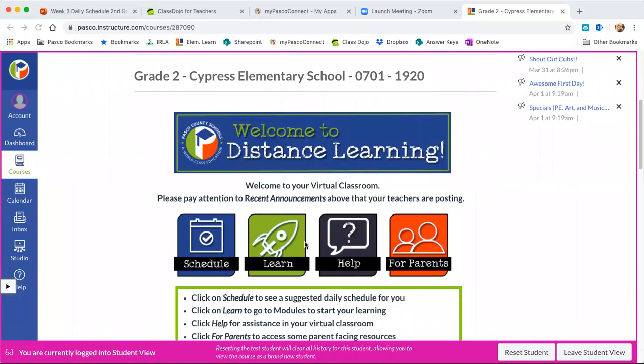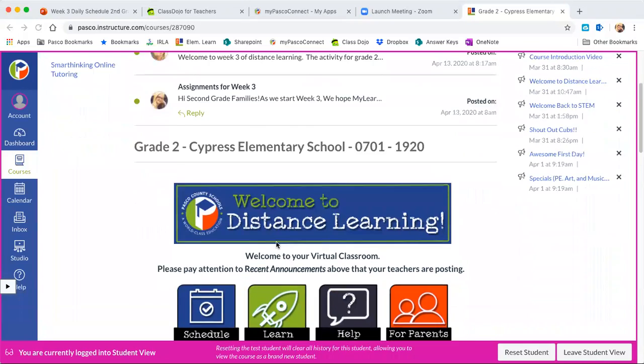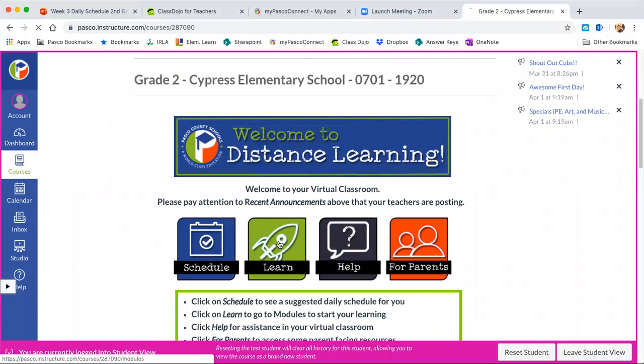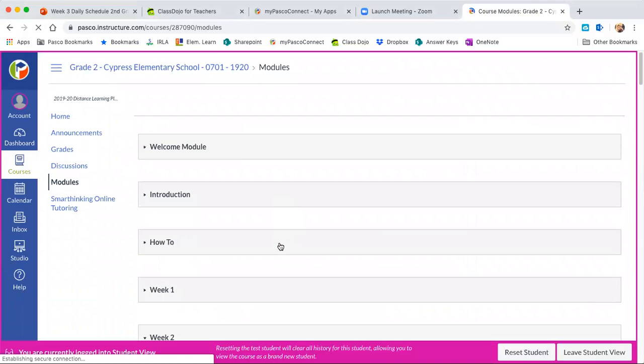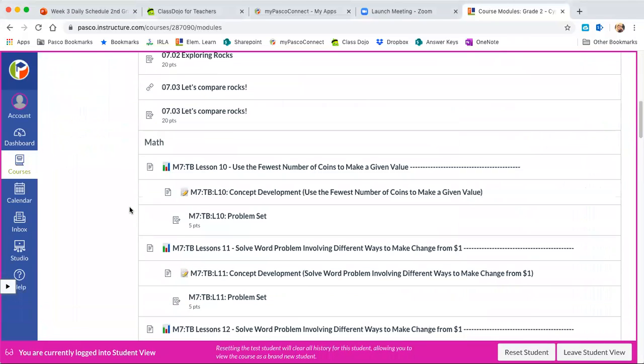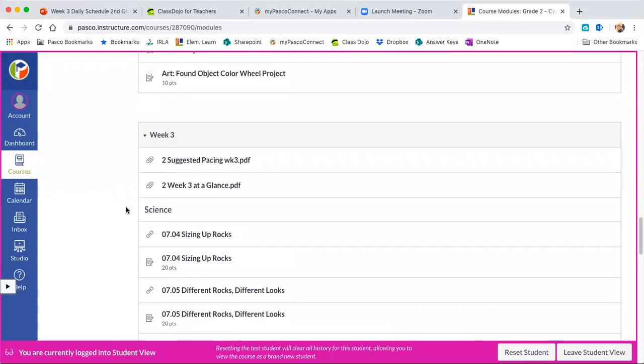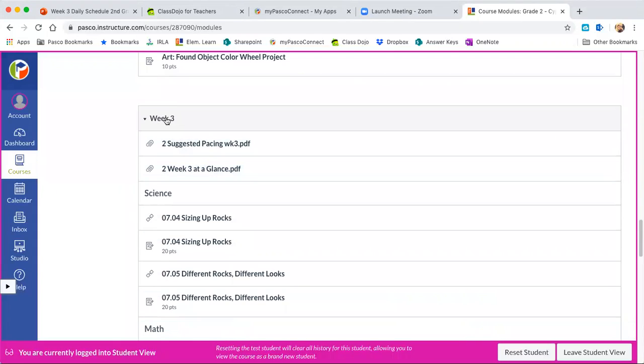Now I can either go down and click on the rocket ship for Learn, or on the left, I can click on modules right here if I want to get to my learning for the week. So I'm going to click on Learn, and here are my modules. And I'm going to scroll down until I get to week 3. There's week 3 right here.